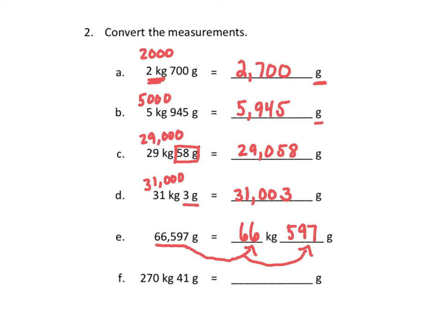All right, last one. 270 kilograms and 41 grams is equal to how many grams? So let's take that 270 times 1,000. So we get 270,000, and what's left over is 41 grams. So we take 270,000 and 41 grams. So there, we did a lot of converting. We're just remembering that when we're going from kilograms to grams, we're multiplying by 1,000. When we're going from grams to kilograms, we have to divide by 1,000.